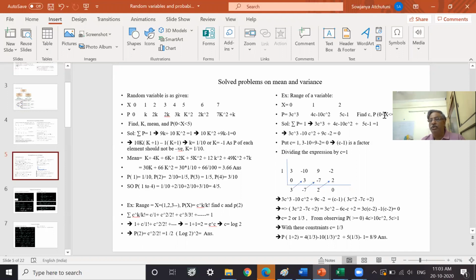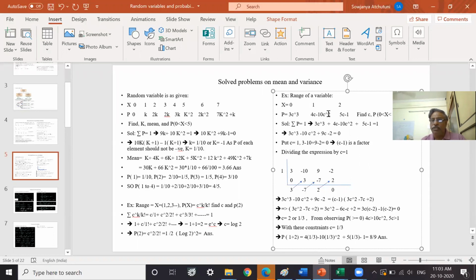0 less than, equal is not there. So I want 1, 2, 3. 1, 2. There is no 3 here. So I add 1 and 2. So P1 and 2 is equal to. Equal is not required because 3 is not there. Okay, so I'm adding P1 plus 2.